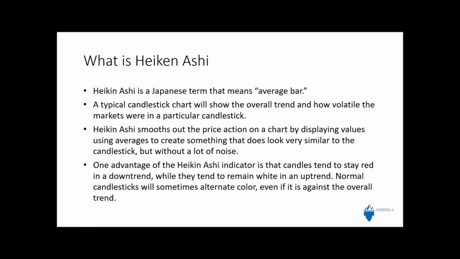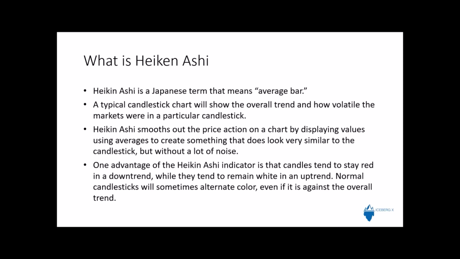Now, the third part for trading setups is to look at candlesticks. And Heiken Ashi is actually part of candlesticks. But the only difference is that the word Heiken Ashi means average in Japanese. It's quite a balanced bar. So a typical candlestick will show you the overall trend. You have the wick, you have the body.